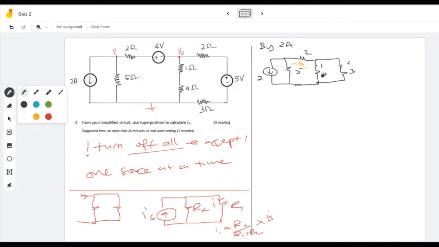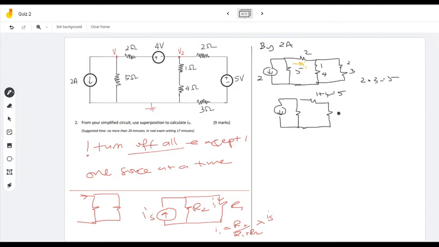I'm just going to add 1 to 4. 1 to 4 is 5. I'm going to add 2 with 3. So 2 plus 3 is another 5. So my new circuit, I'm just going to sketch it so that everyone can actually see the whole process. So now you have your 2, and now what is this bit?